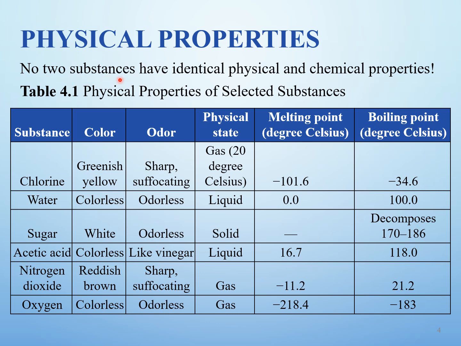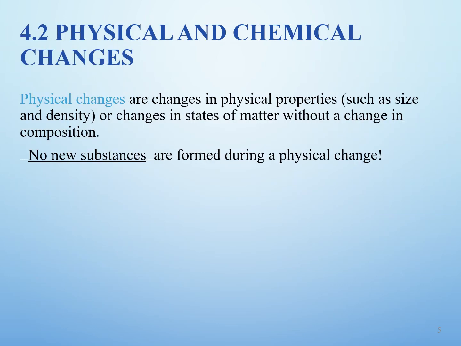So no two substances have identical physical and chemical properties. Everything is unique. So here are some physical properties that we can observe. Remember, we can talk about its color, odor, physical state, solid, liquid, gas, melting point in Celsius, or boiling point in Celsius. You don't really have to memorize this, but just an example.